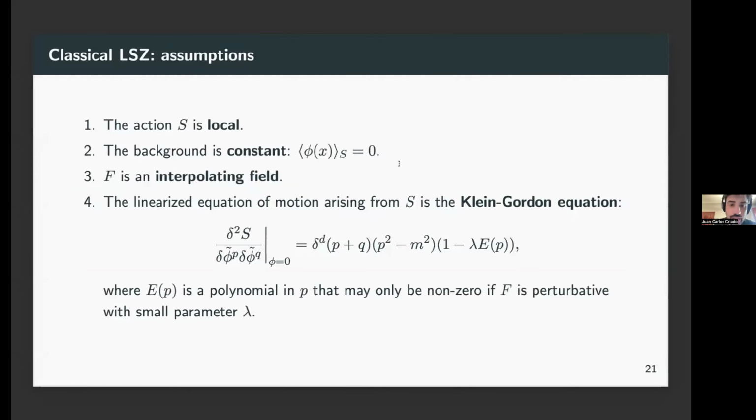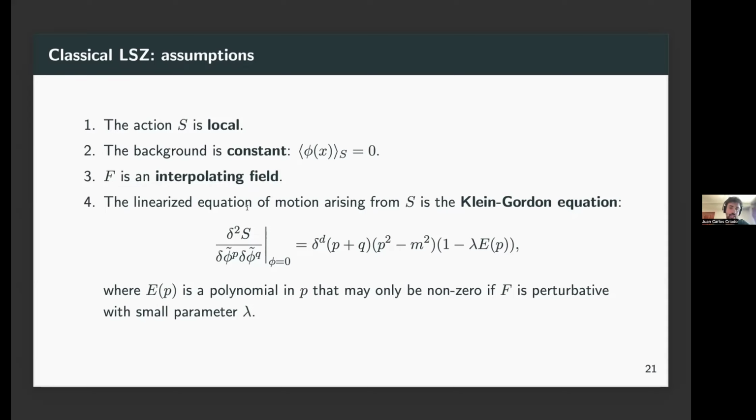There are some assumptions for this, which I think are worth mentioning. So we assume, obviously, that the action is local and that F is an interpolating field. More non-trivially, we assume that the background field is 0, or at least constant, and you can always shift it to be 0. If it's not, we don't have any results, but it's a direction we're exploring. So what happens when you have a non-constant background, for example, in gravity or a soliton background? Then this might change a lot.